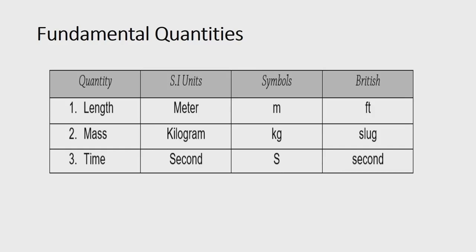Fundamental quantities are length, mass, and time. The SI unit for length is meter, for mass kilogram, and for time second. The symbols are small letter m for length, kg for mass, and small letter s for time. For the British unit, length is foot, mass is slug, and time is second.